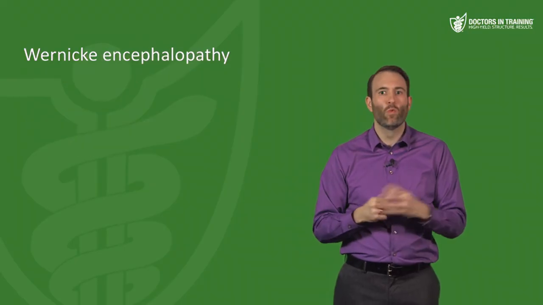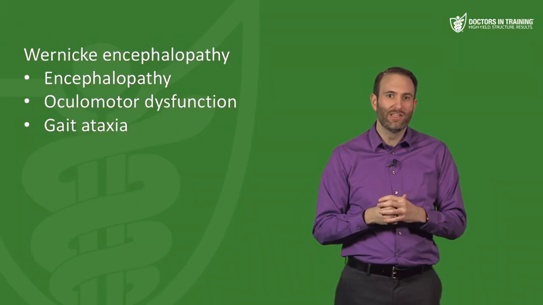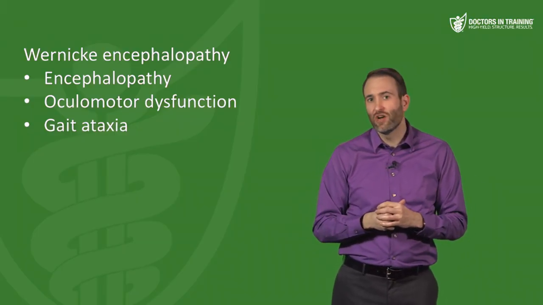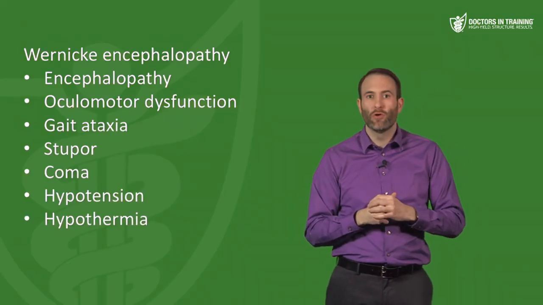So first, what is that Wernicke encephalopathy? Well, the classic triad is encephalopathy. That makes it easy. You get some ocular dysfunction. You also get some gait ataxia. But patients can also have things like stupor, coma, hypotension, and even hypothermia.